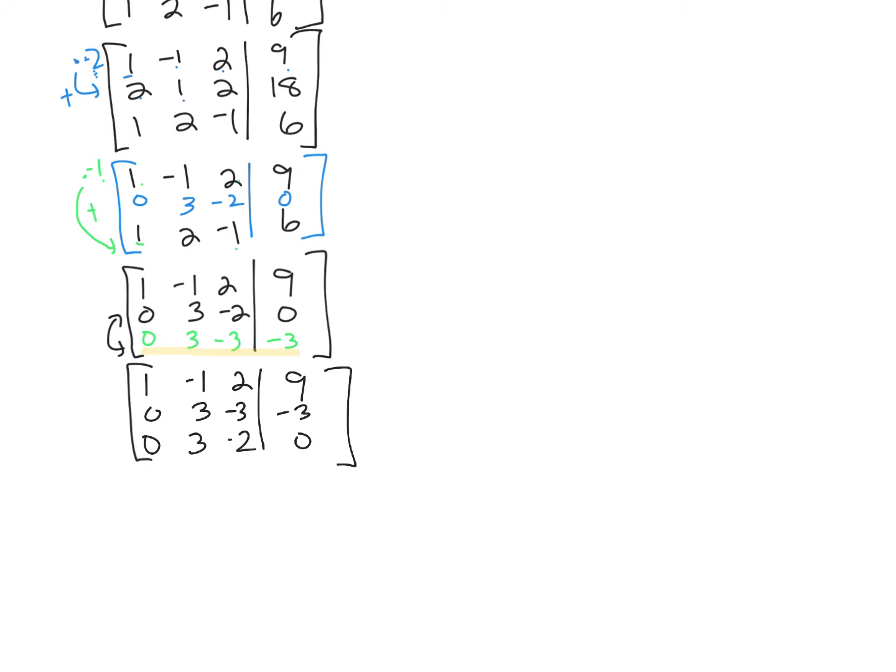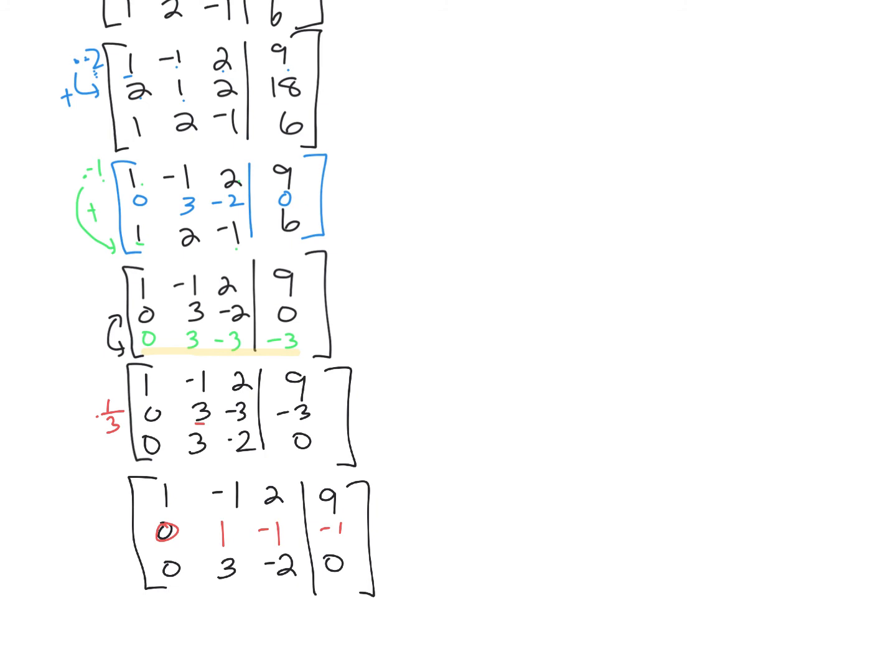And remember we said we want this value, that 3 in row 2, column 2, to be a 1, so we're going to multiply everything by 1/3. The only row that's changing in this step is row 2. So 0, 1/3 of 3 is 1, 1/3 of -3 is -1.